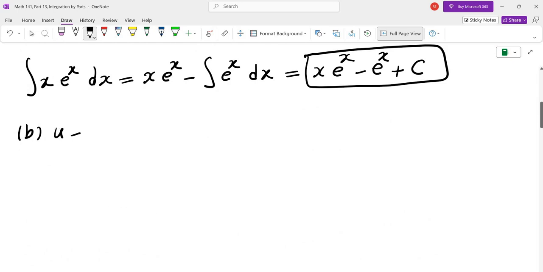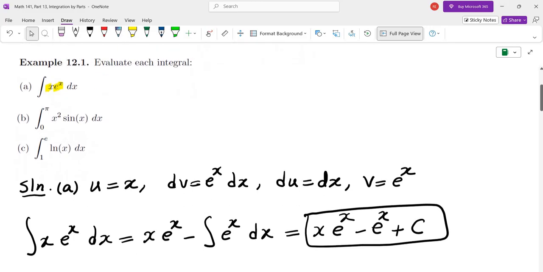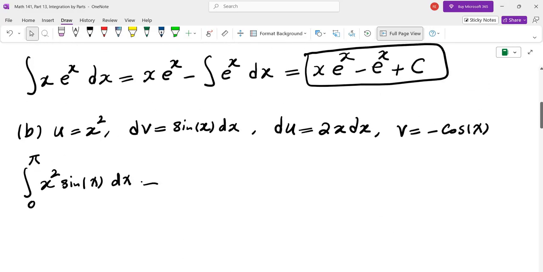Let's take u to be x squared and dv to be sine of x dx. We are going to differentiate u: we get du equals 2x dx. And we're going to integrate sine: we get v equals negative cosine of x. Now we can write down the integral from 0 to pi of x squared sine of x dx, which was the initial integral that they gave us, and apply integration by parts.